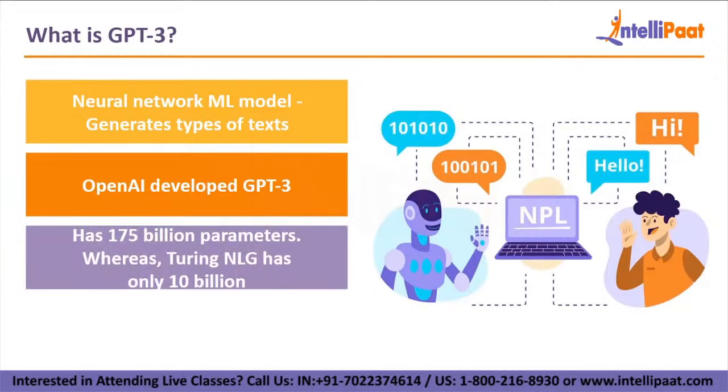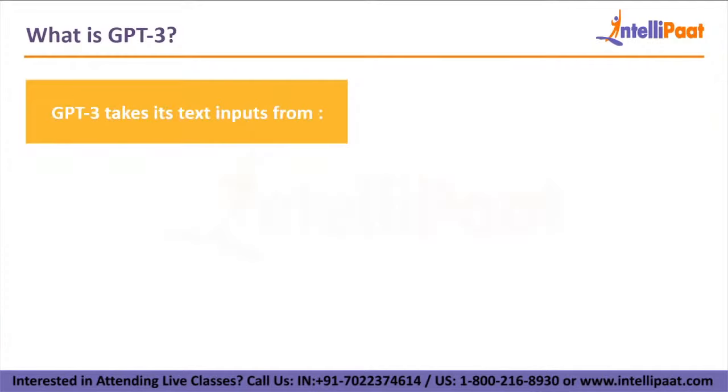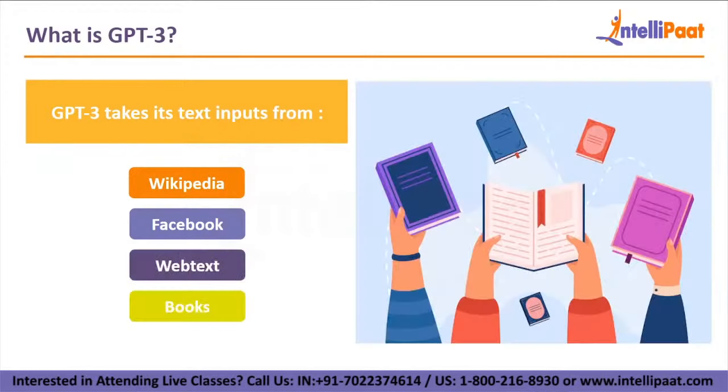GPT-3's deep learning neural network is a machine learning model with approximately 175 billion parameters. To put things in perspective, until GPT-3, Microsoft's Turing NLG model, which contained 10 billion parameters, was the biggest trained language model. GPT-3 is the world's biggest neural network as of early 2021. As a consequence, GPT-3 outperforms any previous model in terms of creating text that appears to have been authored by a person. GPT-3 takes its text input from almost all relevant and authentic sources from the internet such as Wikipedia, Facebook, web text, and a corpus of books.